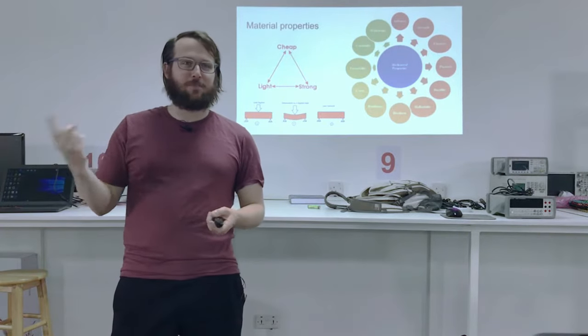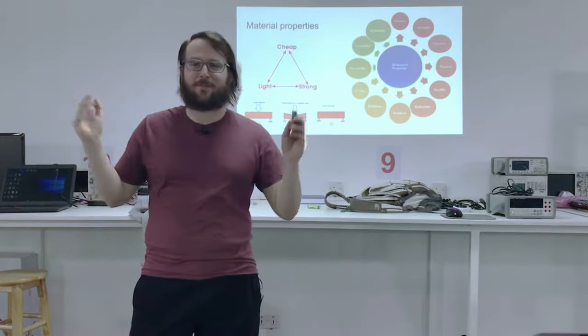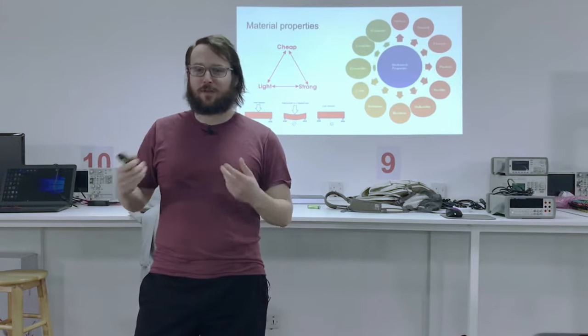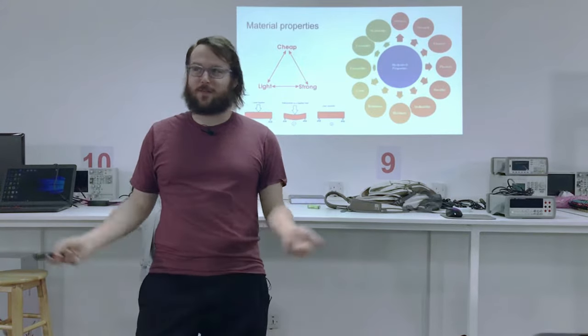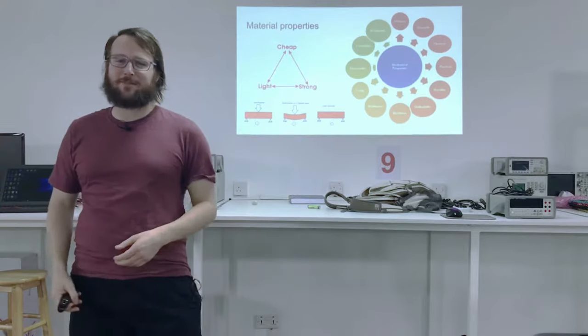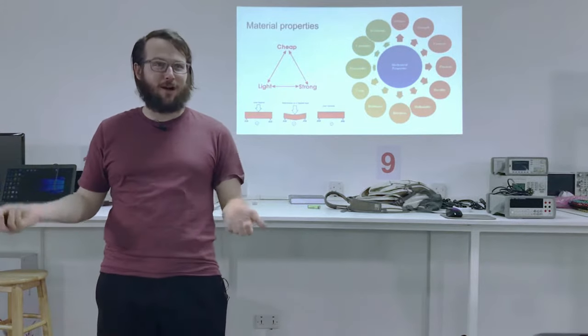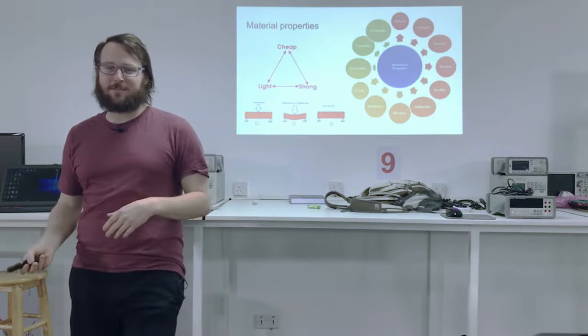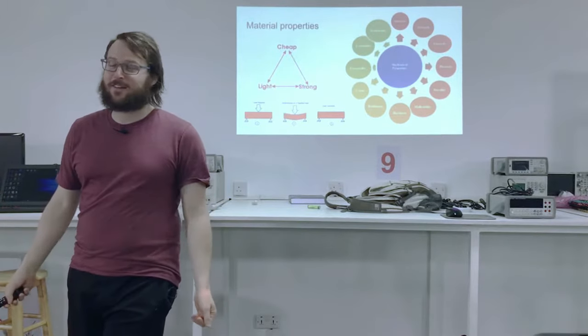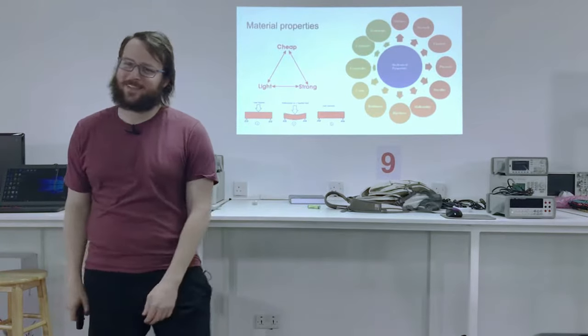So you can have something that's cheap and light, but it won't be strong. It's just some flimsy plastic. You can have something that's cheap and strong, but it's not going to be light, just some big piece of iron. It's going to be very cheap and very strong, but it won't be light. And if you want something that's light and strong, it's not going to be cheap.